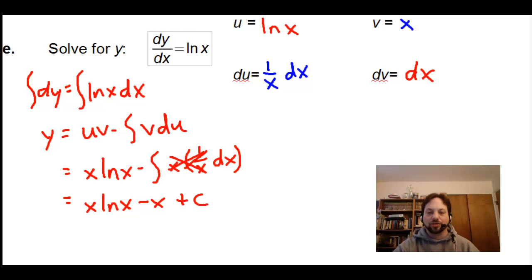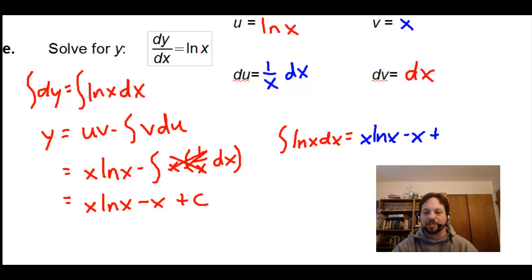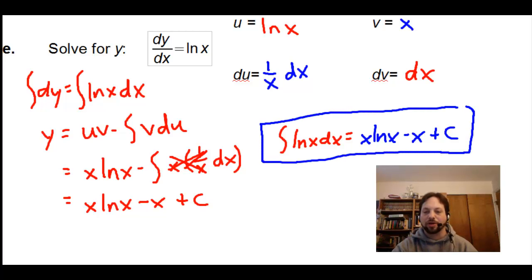And so the integral of natural log of x dx is equal to x natural log of x minus x plus c. Anytime you need to, you can figure that out using integration by parts. But I will tell you, that is a very, very handy integral to just memorize. The integral of the natural log of x dx is x natural log of x minus x plus c.